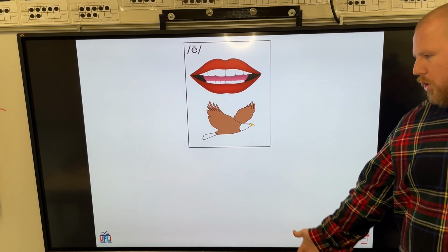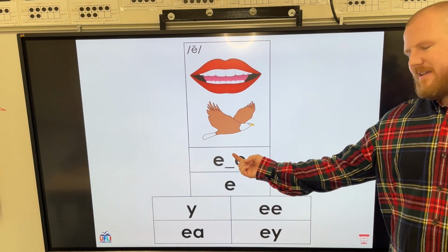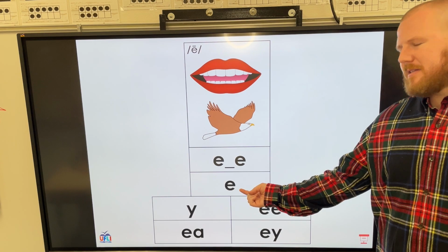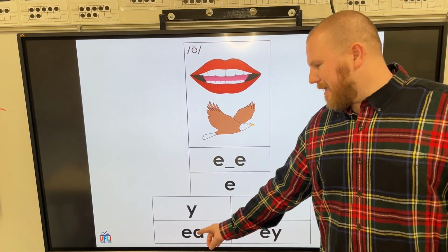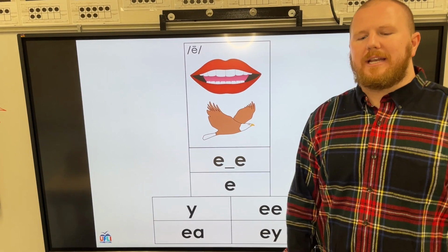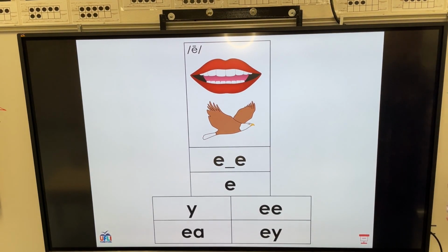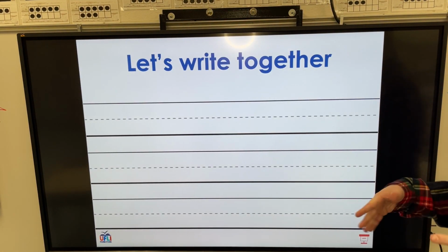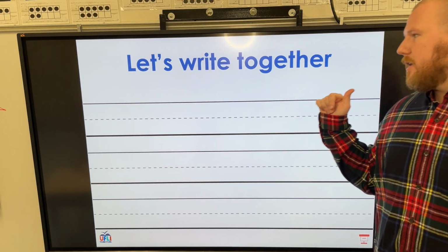So let's take a look at our whole list. We have E with a silent E, E in an open syllable. Y can make that sound. EA, EE, EY. Those are the ones we learned today. So let's practice those. If you want to write some, you can. We're going to go ahead and actually read them.